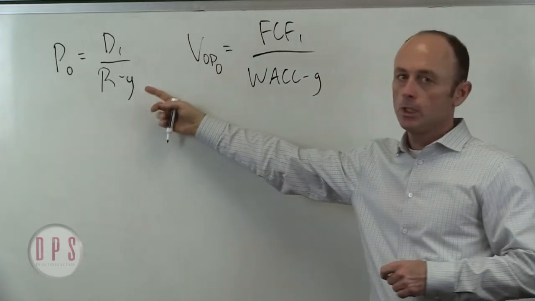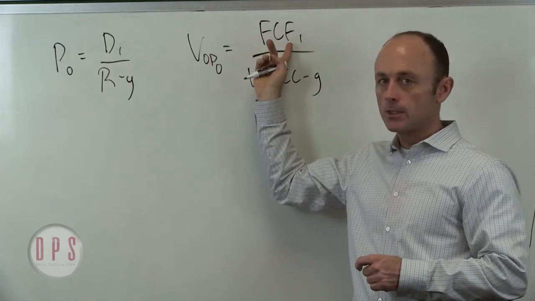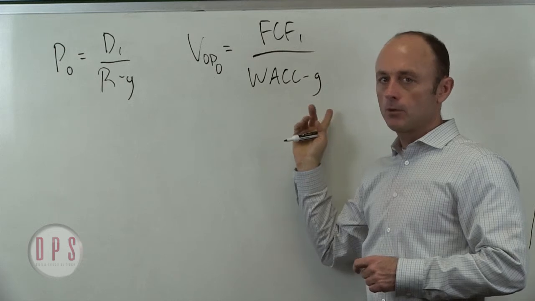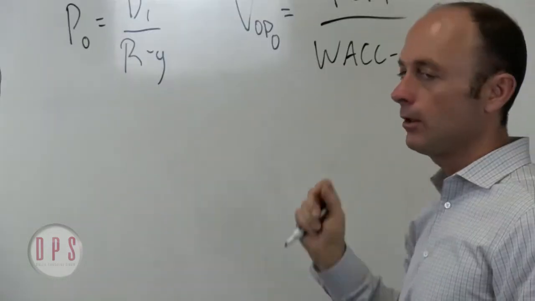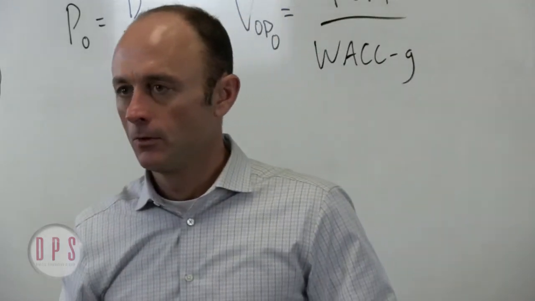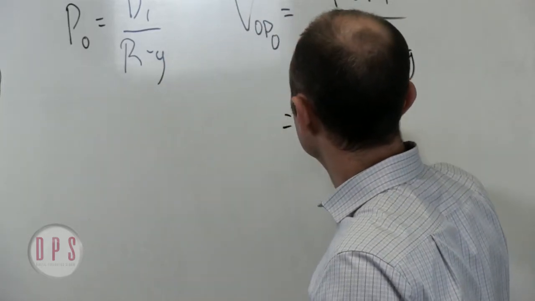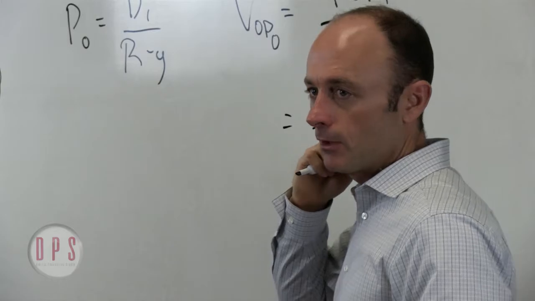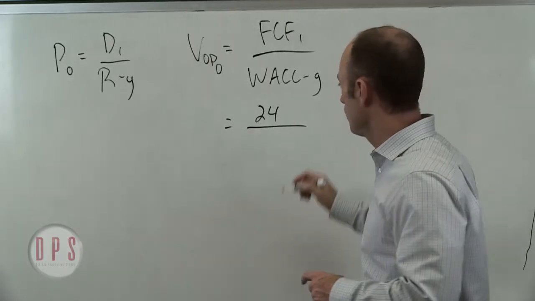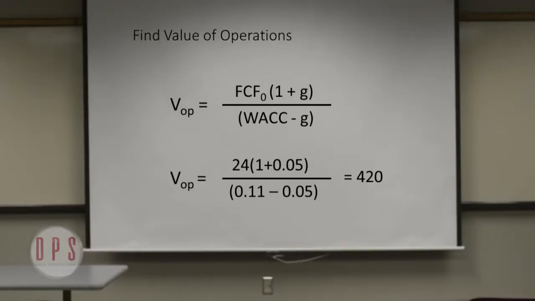Same formula. We need G less than R. We need G less than the WACC. We need one period ahead, in this case free cash flow, and we need that constant growth rate in the free cash flows. As long as those all hold true, we can calculate the value of operations today. So let's plug in the numbers. 24 million is our free cash flow at time t equals 0, but we need one period ahead free cash flow, so we times that by 1 plus G, so that's 1.05, divided by 0.11 minus 0.05, so total value of operations is 420 million.